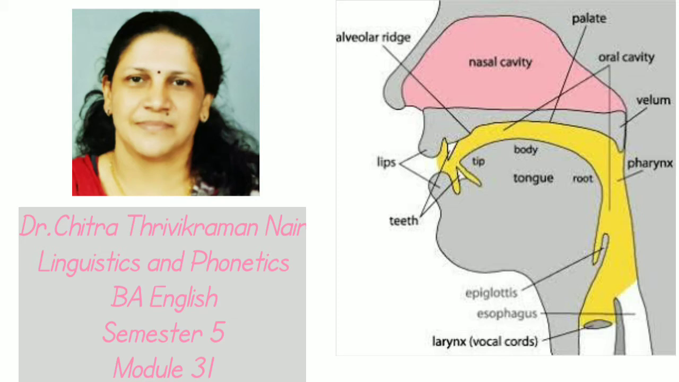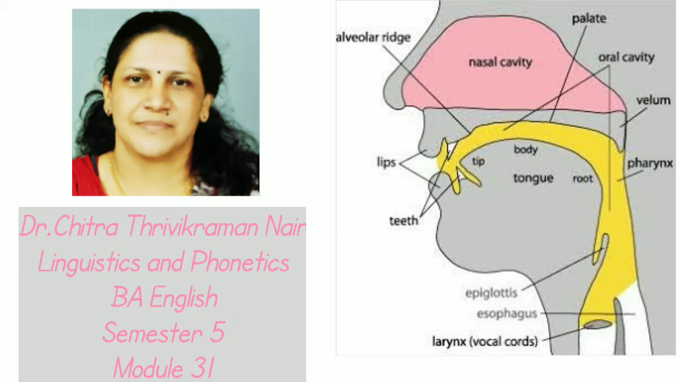When we talk about the roof of the mouth as a major speech organ, it can be broadly divided into three. The first one is called the alveolar ridge or the teeth ridge. Then you have the hard palate and the soft palate. Let me explain each of these terms in detail. First, we shall have a look at the alveolar ridge.